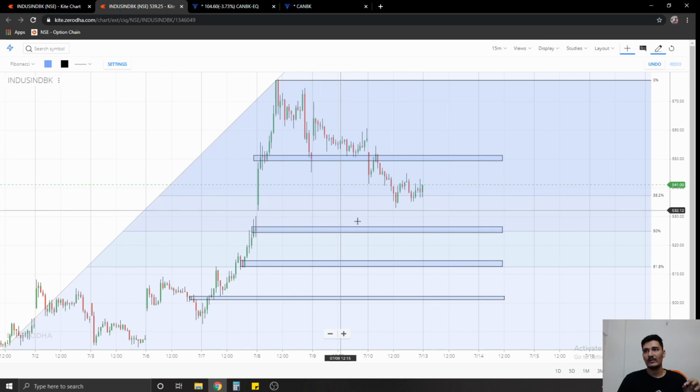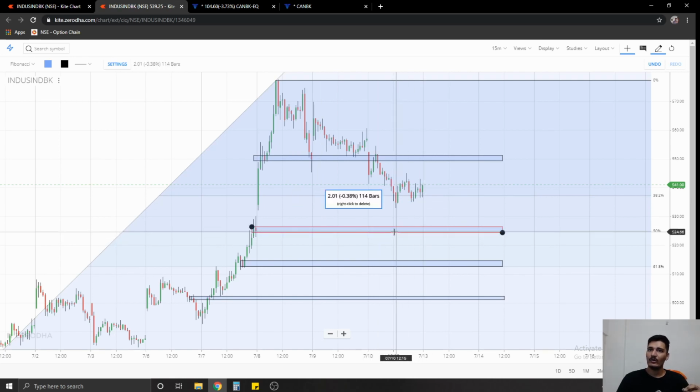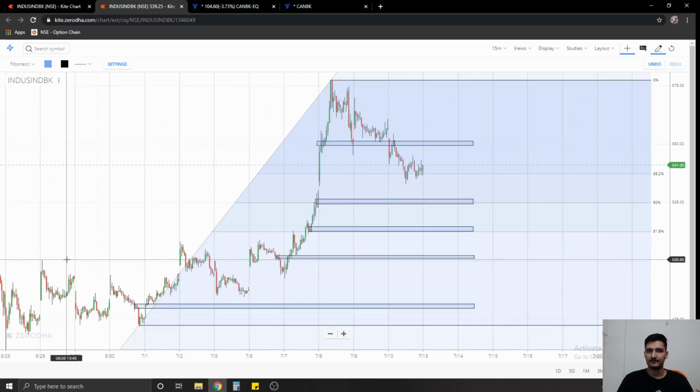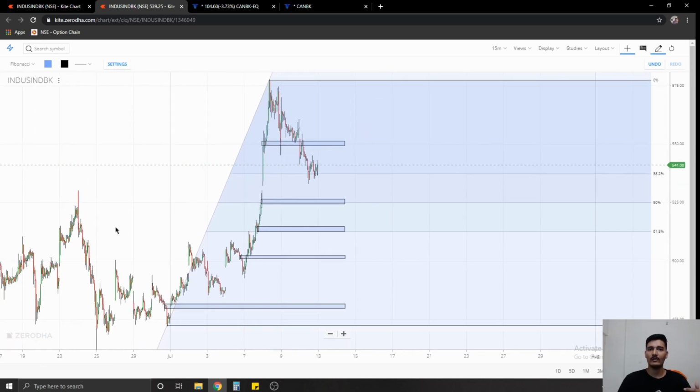So if I were to use this method, my entry would be a long position near 525 526, again depending on whether or not I get confirmation from the candle formation at that point. If not that, if it is an even deeper correction, then my bias would be for a long position at 513 514 near the 61.8 level. So these were the two ways of using it.